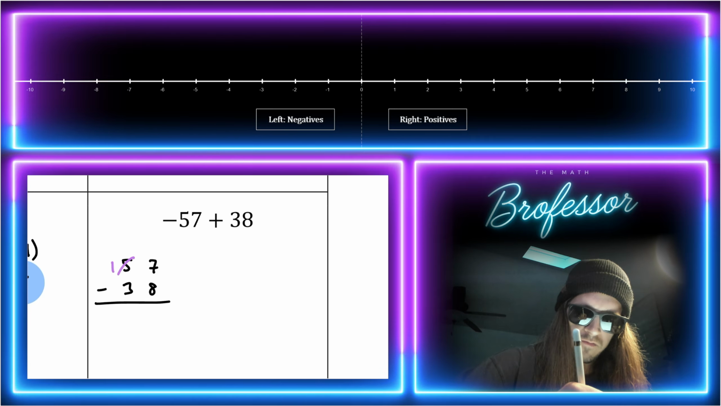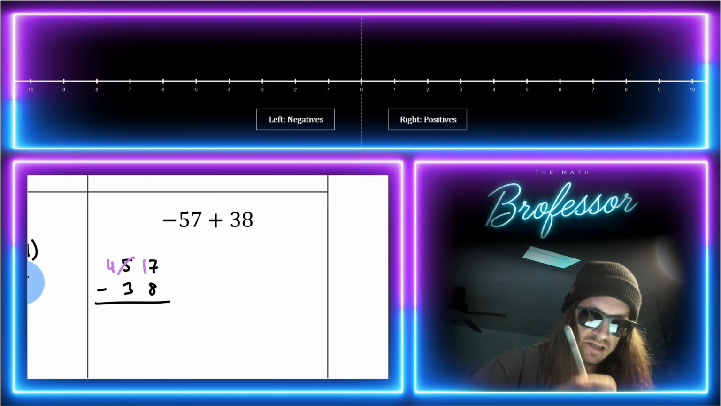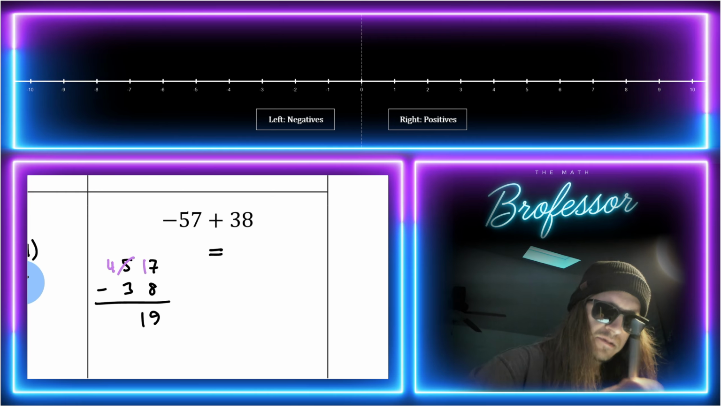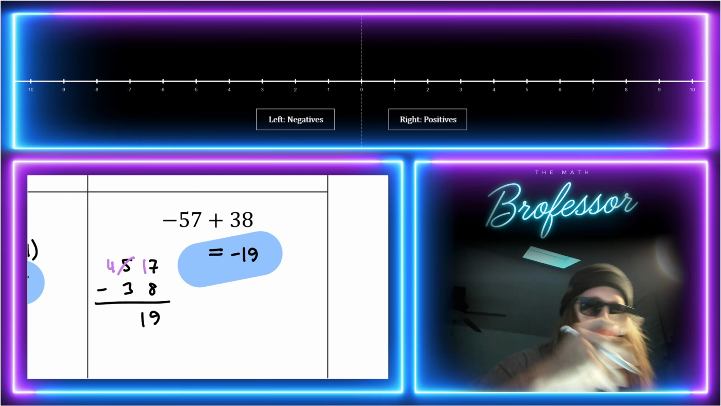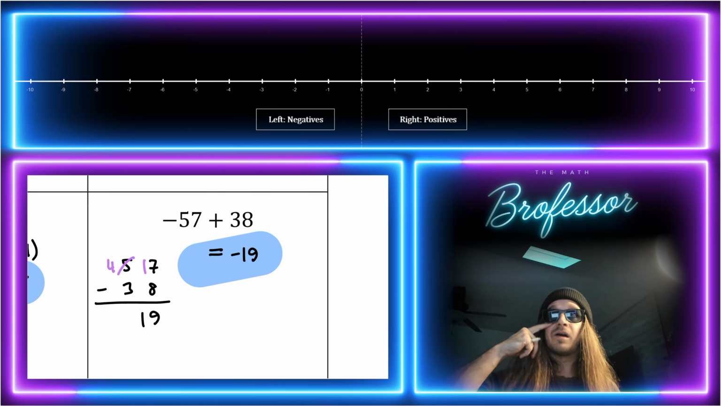Borrow 1 from the 5. 17 minus 8 is 9. 4 minus 3 is 1, but it's the opposite, so it's negative 19. It's negative 19, just like that. Okay, good.